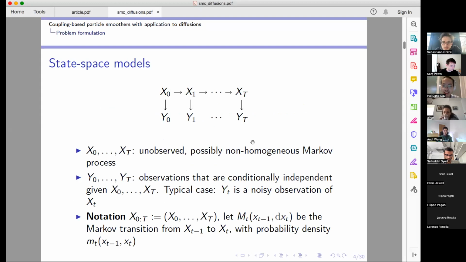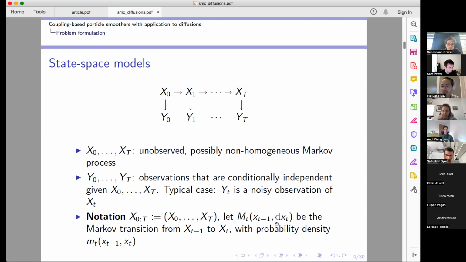So we are in the case of a state-space model. X0 to XT is an unobserved and possibly non-homogeneous Markov process. Then you have Y0 to YT, which are observations that are conditionally independent given the X. So the typical case is when Yt is just a noisy observation of Xt, right? For the sake of notation, I use here X0:T, which is a shorthand for X0 until XT.